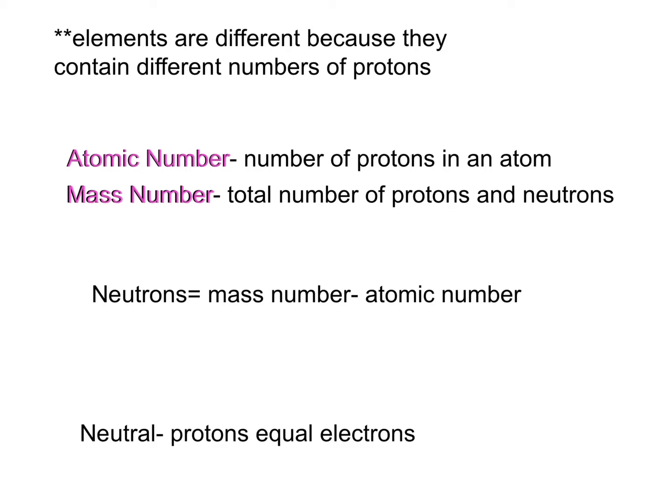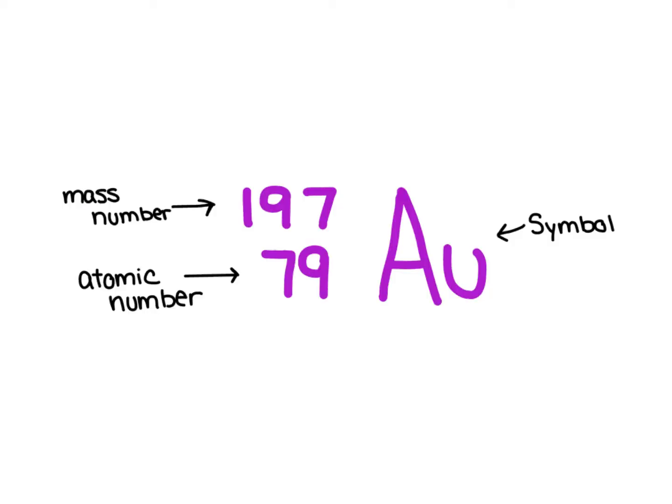An atom is neutral when protons equal electrons, meaning there is no charge. Sometimes you'll find elements written like this. For this example, I'm using gold, and its symbol, as you can see here, is Au. Its mass number is written up here to the top left of it, and it's 197, and then the atomic number is below the mass number, which is 79.